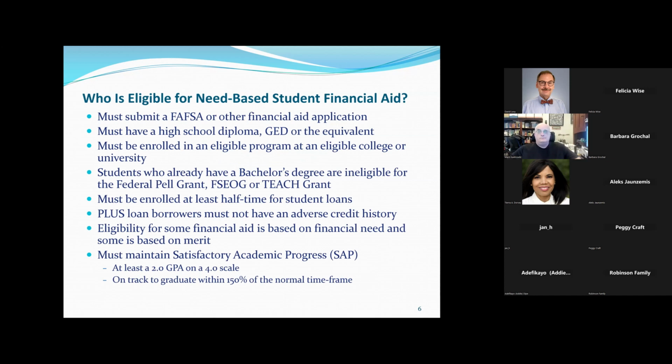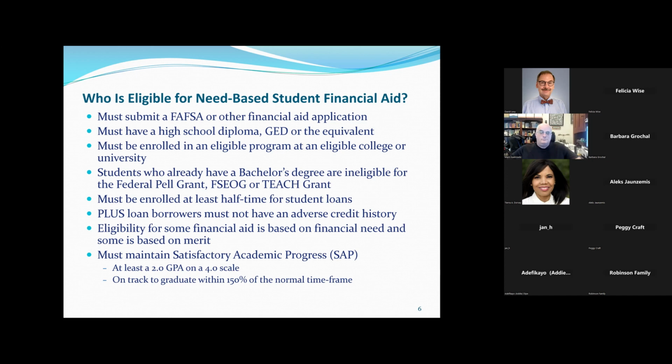So who's eligible for need-based student aid? Students cannot get financial aid if they don't apply. Students must have a high school diploma, a GED, or the equivalent to be eligible for need-based aid. Secondary school students in dual enrollment programs are not eligible for college financial aid. Students who already have a bachelor's degree are ineligible for the federal Pell Grant, Federal Supplemental Grant, or FSEOG, or the TEACH grant. Students who are enrolled at least half-time are eligible for student loans.